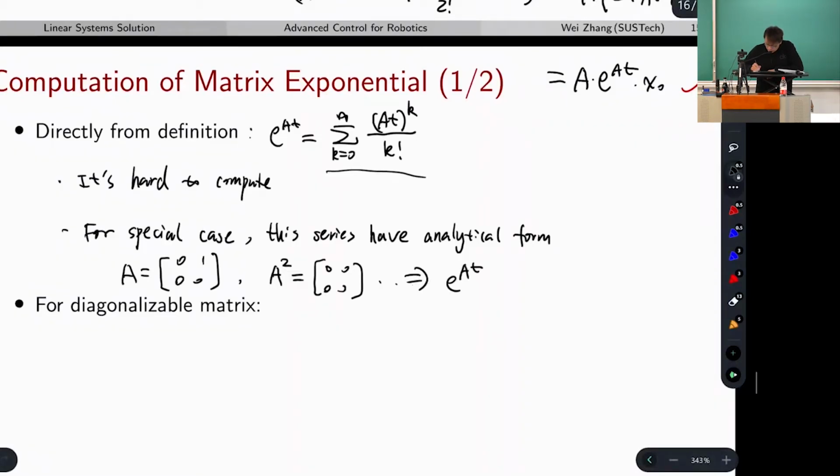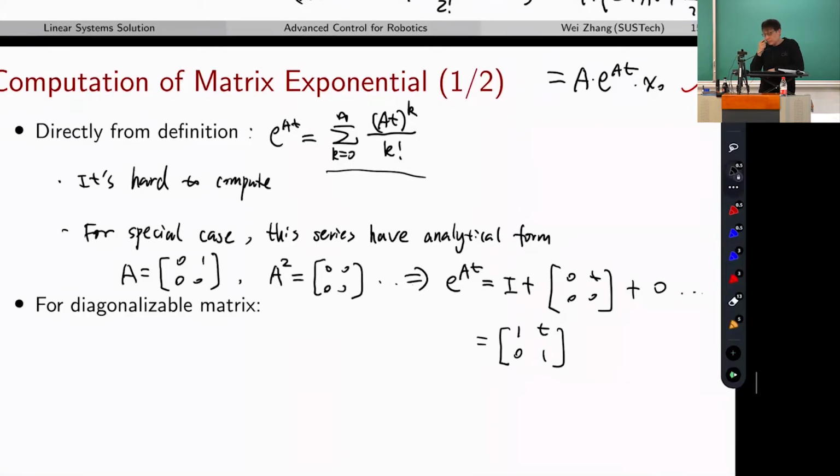It's e to the At. It's the identity plus A times t, which is [0, t; 0, 0]. Right? At, I'm just writing that. And A squared times t squared becomes 0, because A raised to the power 2 is 0, so all the higher terms are zero. So overall you have [1, t; 0, 1]. That's an analytical function for e to the At. For any given t, you have a formula, but this is very, very special. I don't think we can do this in general.